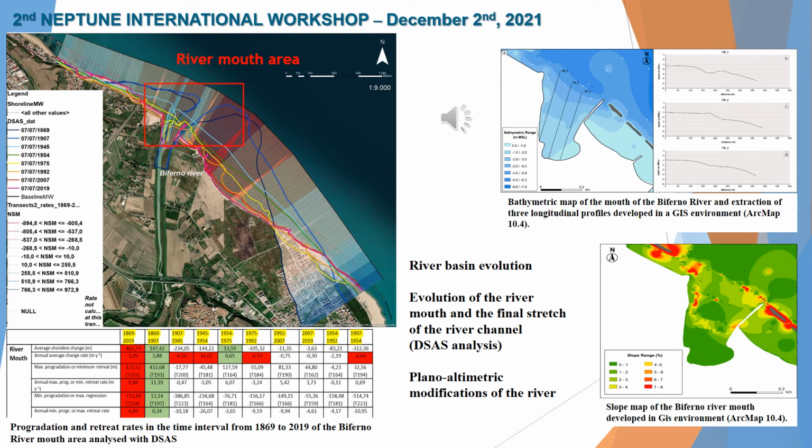Concerning the evolution of the river mouth area, analyses were carried out with the Digital Shoreline Analysis System, which allowed me to examine the evolution of the river mouth and the final stretch of the river channel, obtaining data on the retreat and advance of the mouth area in the time interval from 1869 to 2019. Thanks to the bathymetric surveys mentioned above, it was also possible to obtain a bathymetric and slope map of the mouth area of the Biferno River.